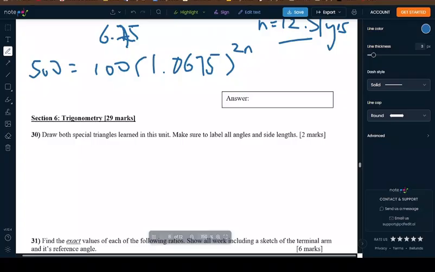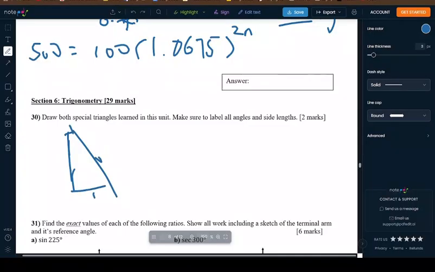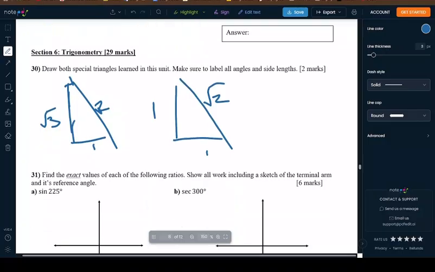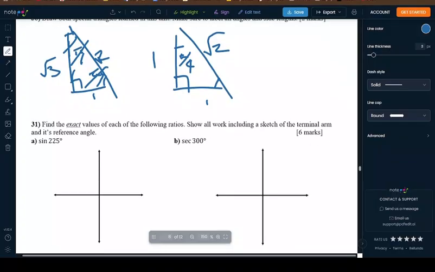Trig. Draw both special triangles. So you want to draw your 1, 2, square root of 3, and then label your stuff, and then 1, 1, square root of 2. Label your angles: pi over 4, pi over 4, 90; 90, 30, 60, pi over 6. Yes, label your angles.